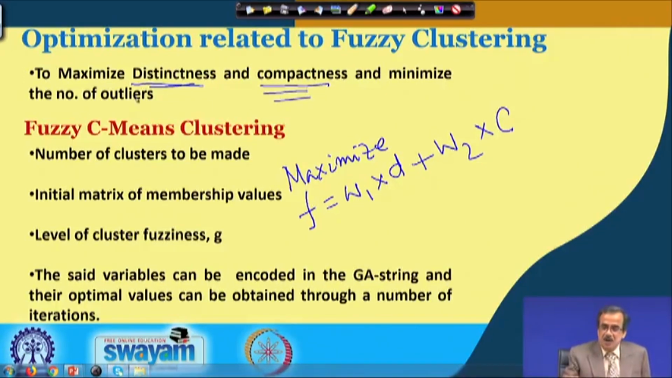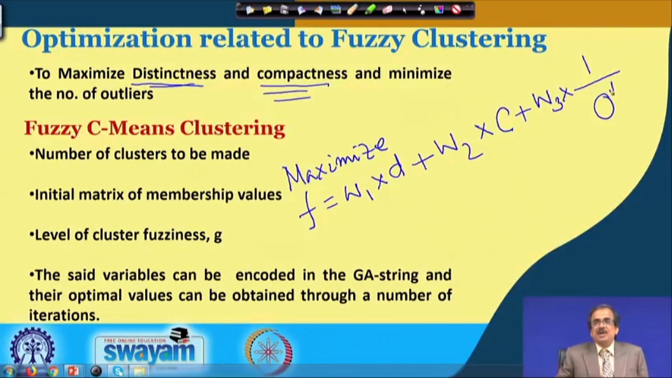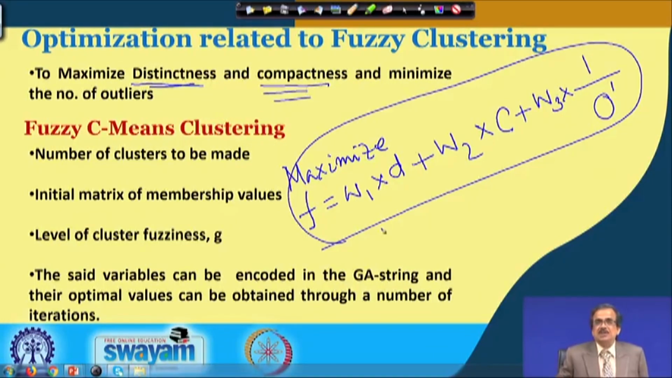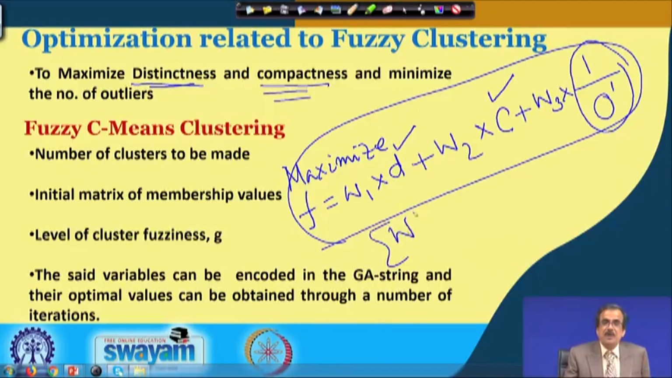So, our aim is to minimize outliers. So, I can write down W3 multiplied by 1 divided by O prime, which indicates your outliers. Our aim is to maximize this particular objective function, and once again we can take the help of a genetic algorithm, which is going to encode the values for D, then comes C, and this 1 divided by O prime, that is your outliers, and the sum of all the W values should be equal to 1.0.